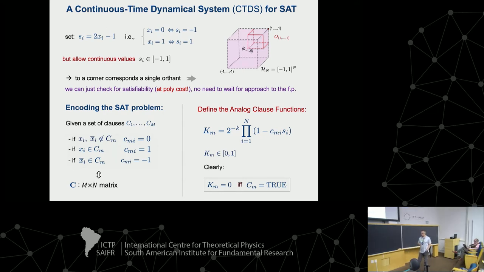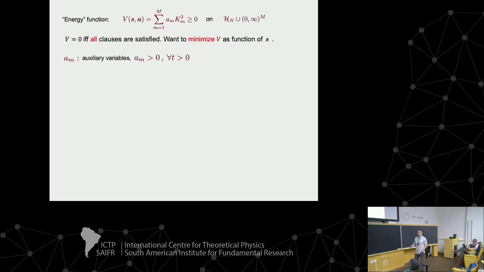Now, you want to, of course, satisfy all of them, so we can introduce an energy-like function, which is basically a weighted sum of these K_m squares, K_m squared, to guarantee that the dynamics stays within the hypercube, and we have a proof for that. And the a_m are kept strictly positive. So in this case, V is 0 if and only if all the clauses are satisfied. So we want to minimize, we want to find values s such that V is 0. Now the a_m, if I were to keep the a_m variables positive, let's say all ones, then you would get stuck in local minima, which is typical for search problems.